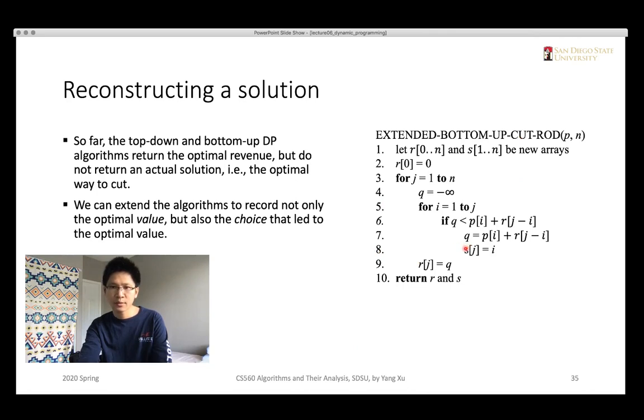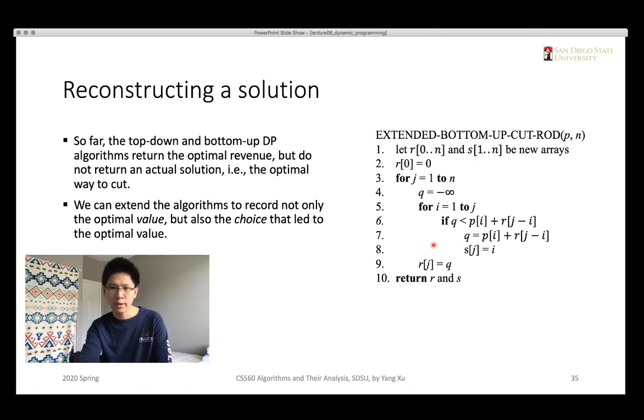We added a new array of length n, the S array, which is also initialized first. So that's the additional resource we need.